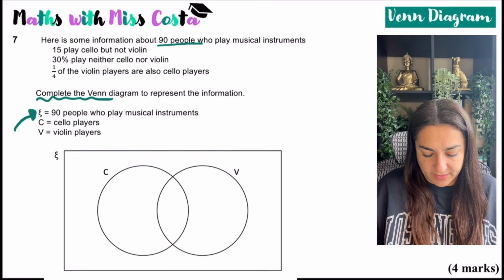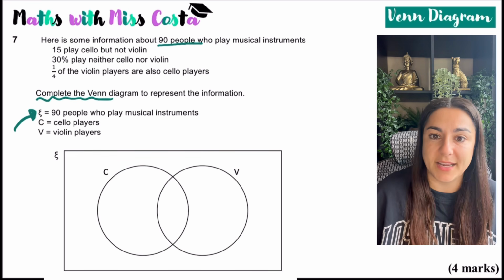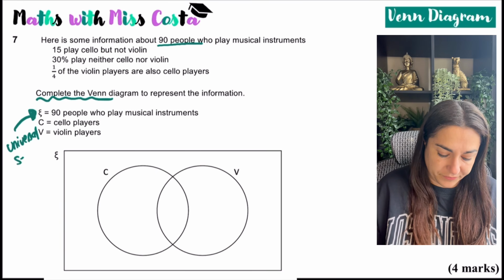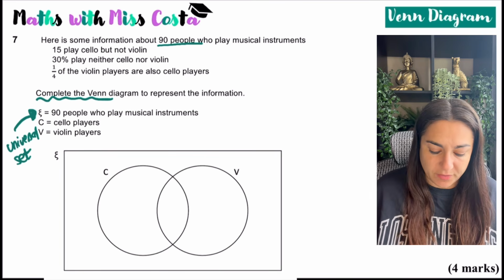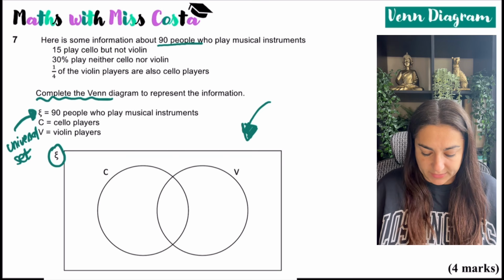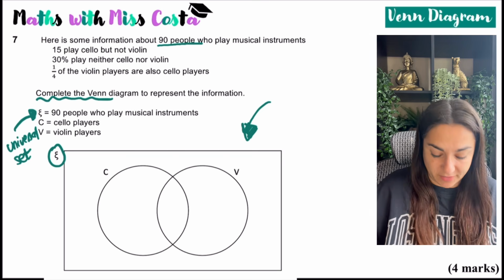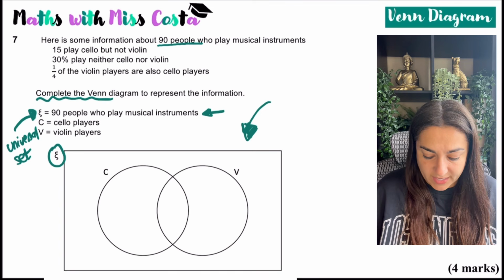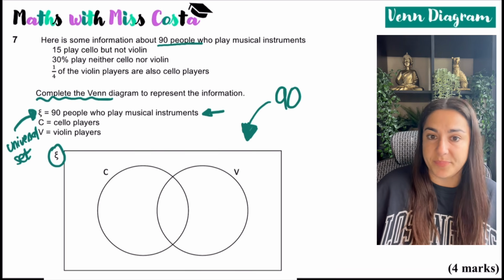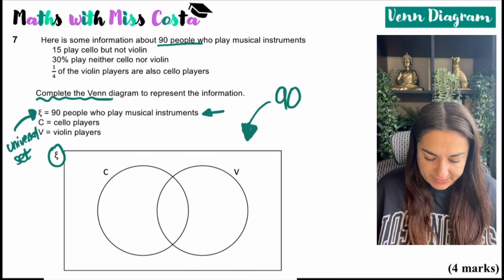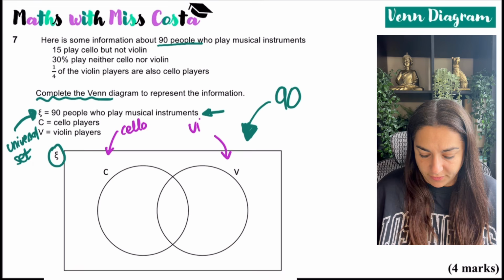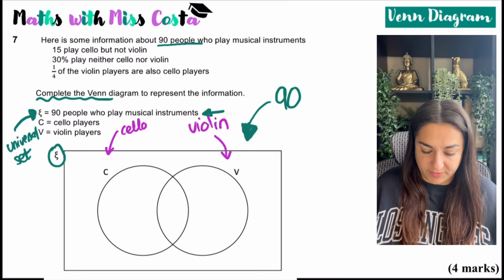Now, this little sign, you may not be super familiar with set notation, but that just means the universal set. You don't need to know that but you need to understand what it represents. So the universal set means everything that exists inside this Venn diagram. So everything that exists in this Venn diagram is the universal set, which is 90 people who play musical instruments. So that means that this Venn diagram here is going to need to add up to make 90 people. Now C is for cello players and V is for violin players. So here you're going to fill in your cello players and here your violin players. So let's see what we can do with the information that we've been given.